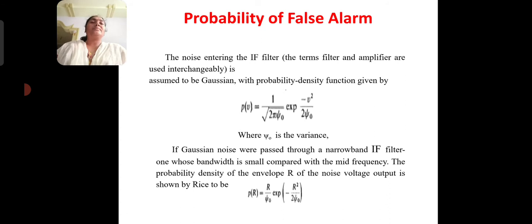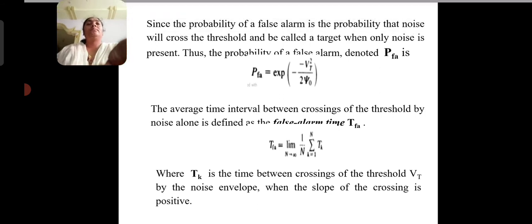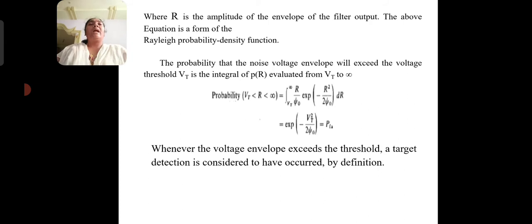If Gaussian noise is passed through a narrow bandwidth IF filter, one whose bandwidth is small compared with the mid frequency, the probability density function of the envelope R of the noise voltage output is Rayleigh. So p(R) equals R by psi naught, exponential of minus R square by 2 psi naught. What is the use of this? It tells how many targets we are missing. Here R is the amplitude of the envelope of the filter output. The above equation is the form of the Rayleigh probability density function.